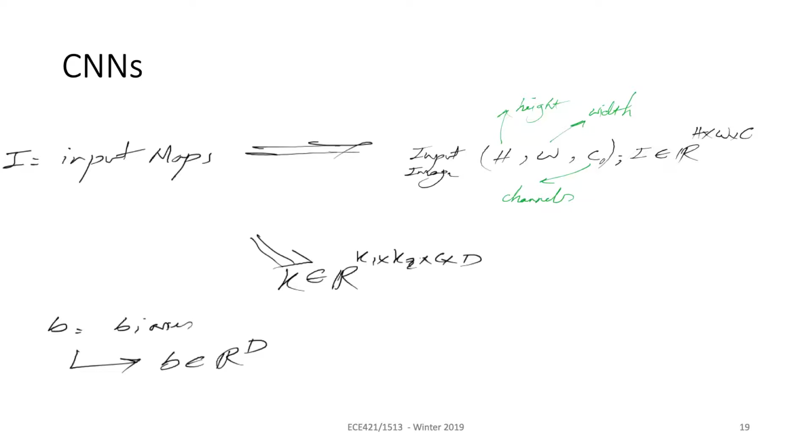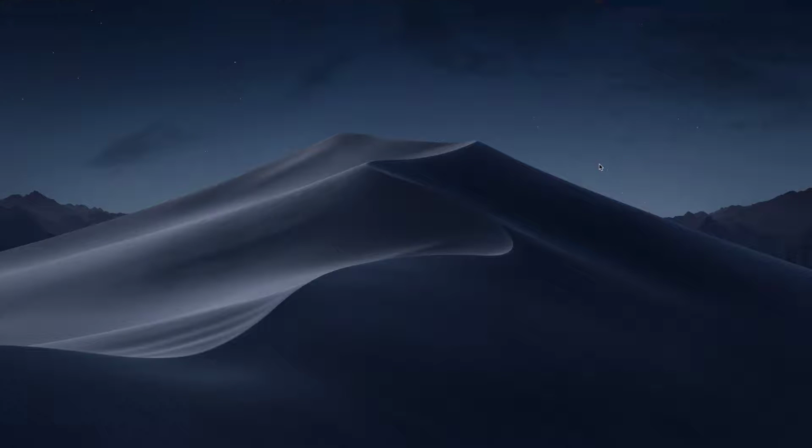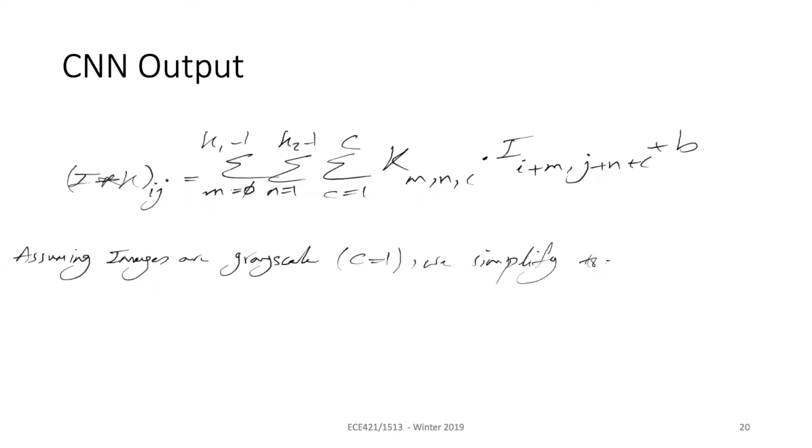And then you have biases as well. So my PowerPoint is messy today. So that's going to be your convolution, your channels, your height and width, and you want to add the biases after that. So this is the biases. This is your filter kernel. And this is your input image, right?